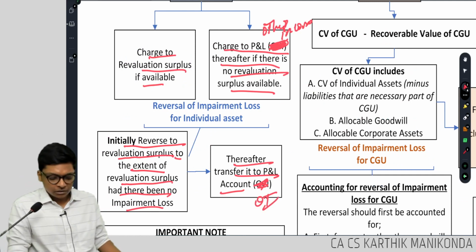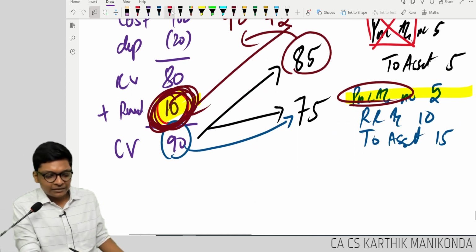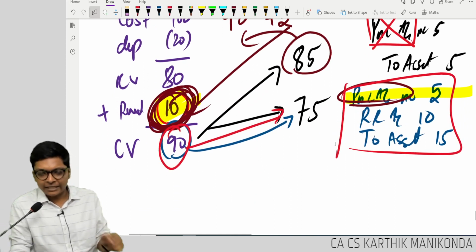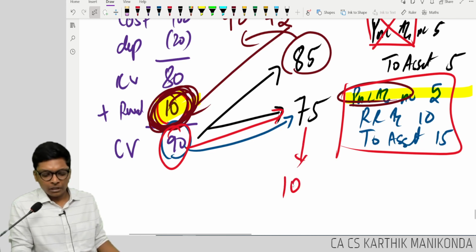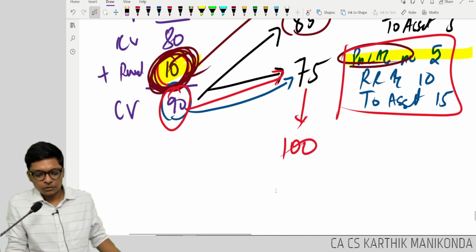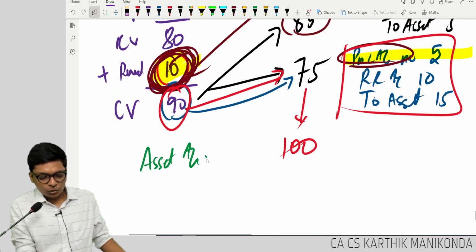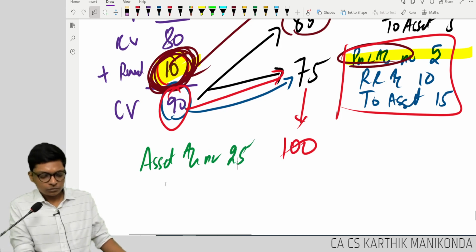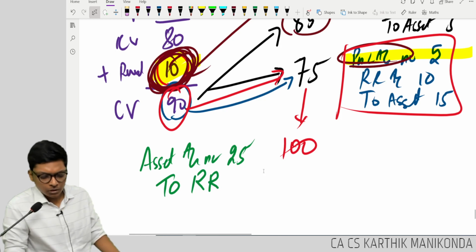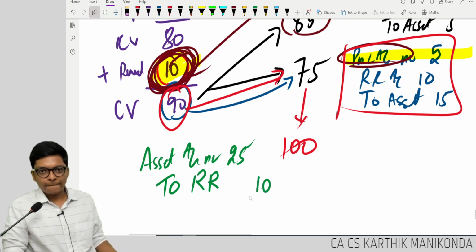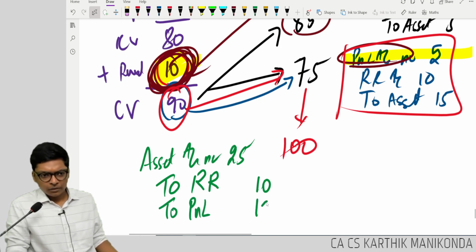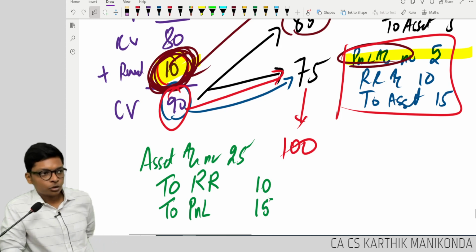Are you following, guys? Now tell me the answer for this, then I will say you understood. 90 became 75, this is the entry. 75 became 100. Tell me the entry. Slowly. Asset. I like the first one. Asset account debit 25. Revaluation reserve 10. P&L 15. Can I say it's correct?